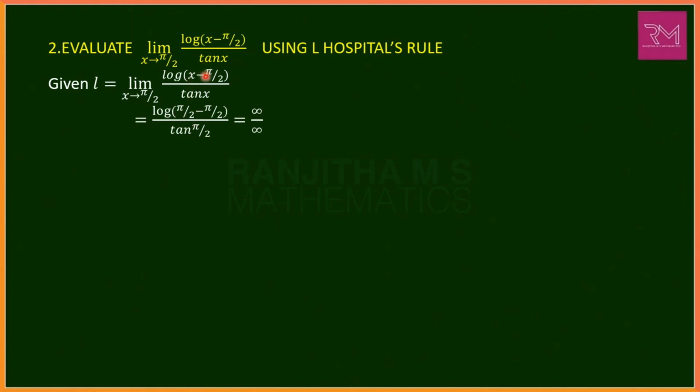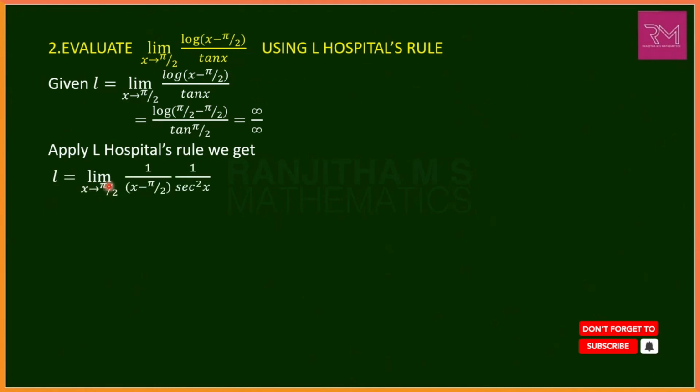pi by 2 minus pi by 2 divided by tan pi by 2. Here pi by 2 minus pi by 2 is 0. We know that log 0 value is infinity, divided by tan 90 degrees, whose value is infinity. We get the value for this function of the form infinity by infinity. What's the next step? We have to apply L'Hospital's rule. If we get the form 0 by 0 or infinity by infinity, we have to apply L'Hospital's rule. Applying L'Hospital's rule means we have to differentiate numerator and denominator separately.